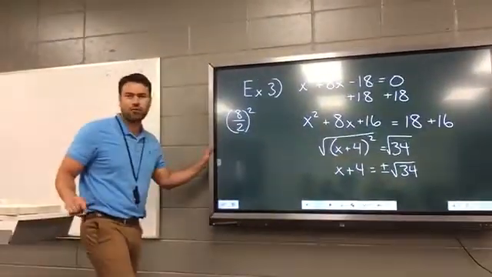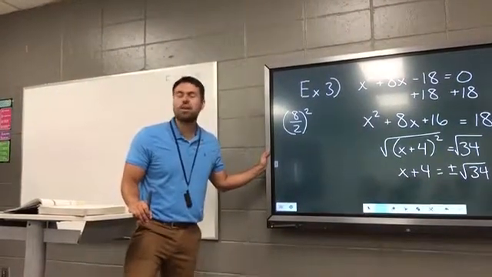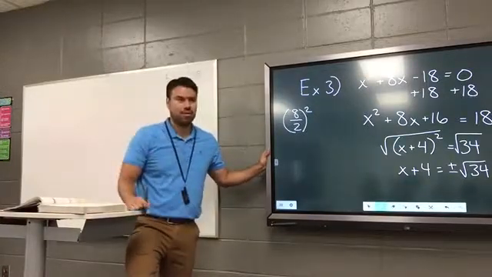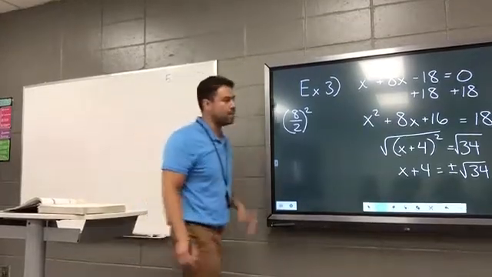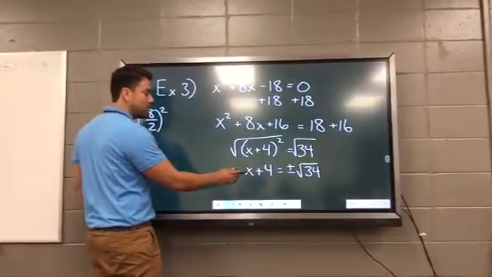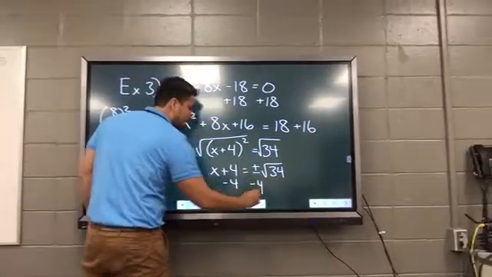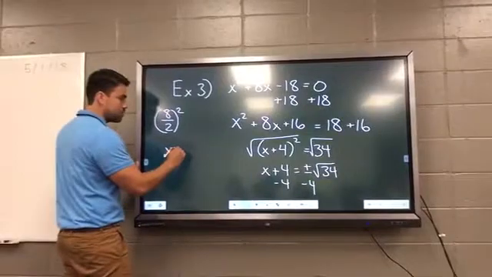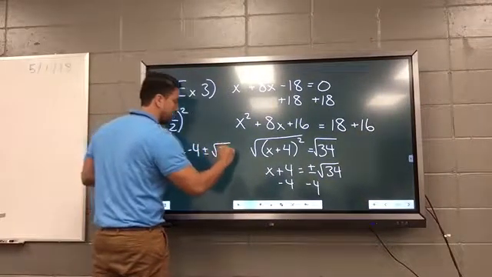And the square root of 34, that's just an ugly number. What is the square root of 34 approximately, to the nearest whole number? About 6. We'll use it as 6 in just a bit. Now I want to get x by itself, so how do I get rid of that 4? Just subtract 4 from both sides. Can I just combine these like that? Nope. I'm going to get x equals negative 4 plus or minus the square root of 34.